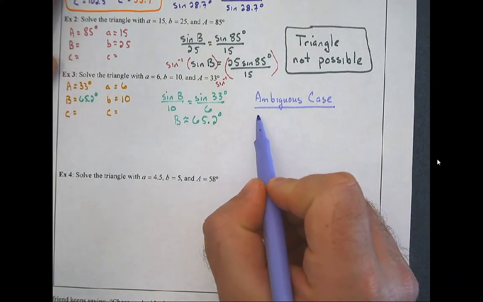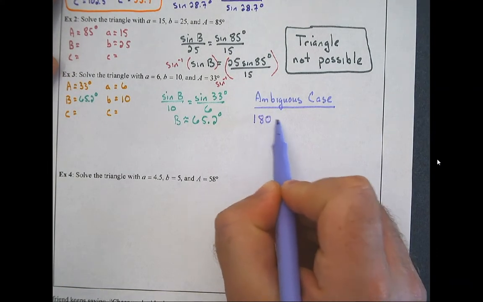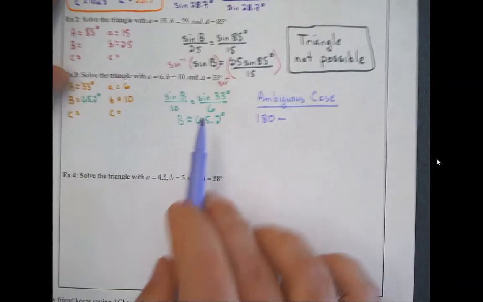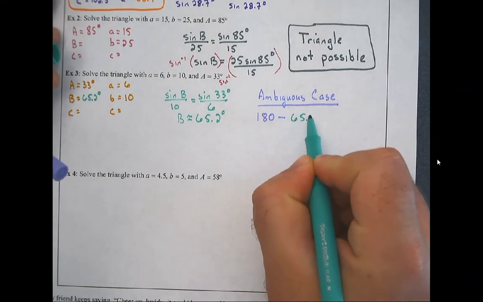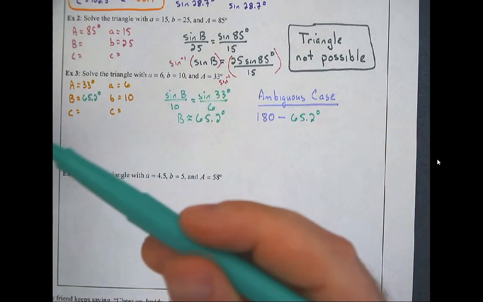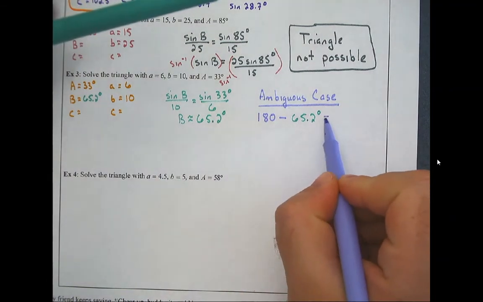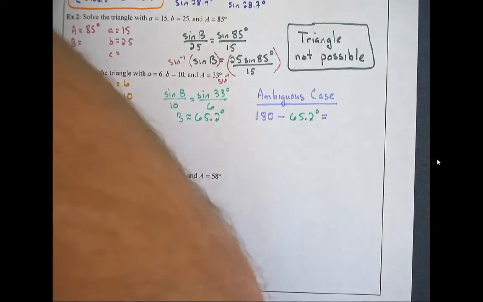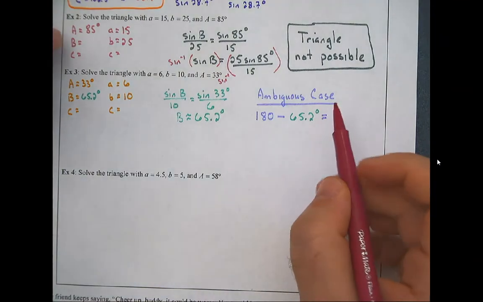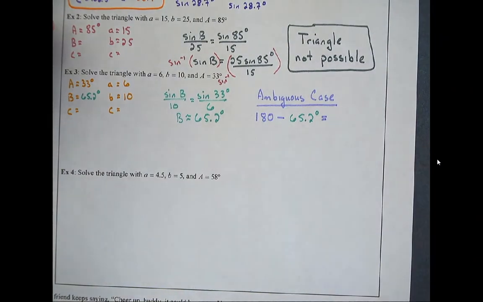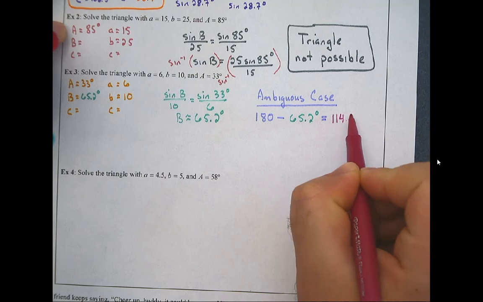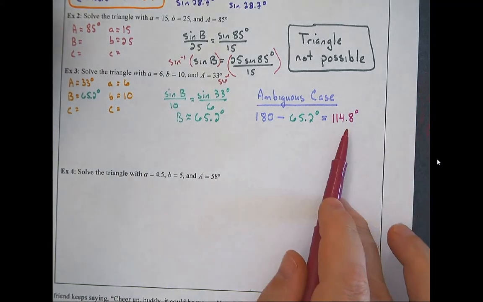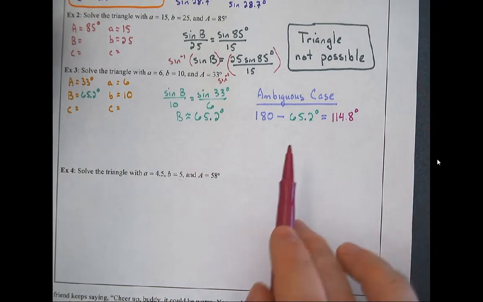So 180 degrees minus the angle that we just found, which was 65.2 degrees, equals... 180 take away 65.2 ends up being 114.8. Now that's my possible other angle. That's my other possible B2.